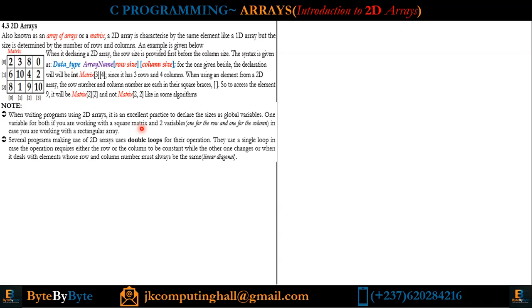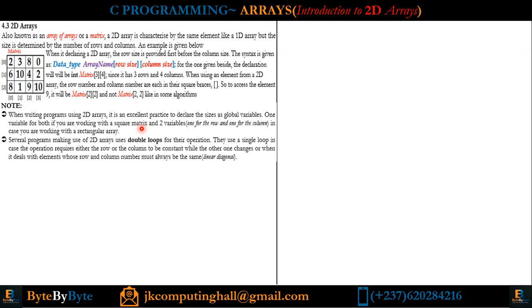Next, several programs making use of two-dimensional arrays use double loops for their operations. Very important, because most of those algorithms operate row-wise. So we have one loop that is checking for each row. Then inside that loop, we have a loop again that is checking for each column, and that is how we go through element by element.